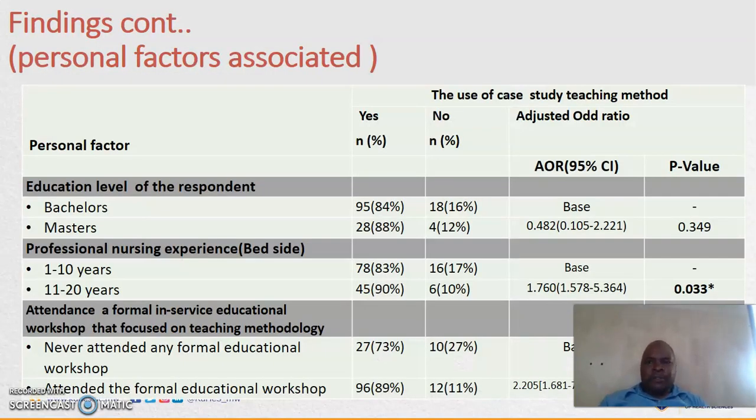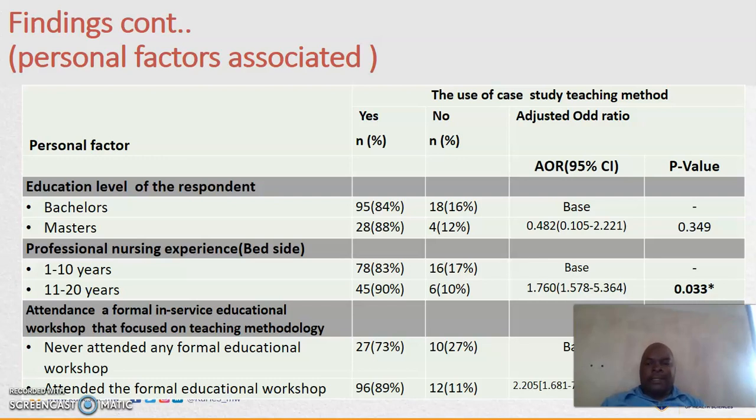On the factors associated with the use of the case teaching method, we found that personal factors such as professional nursing experience had an influence. For example, if you can see from the table that I've shown you, educators with 11 to 20 years of basic nursing experience had 1.7 times likelihood of using the case teaching method than those with less than 10 years of experience. As you can see, the results are significant.